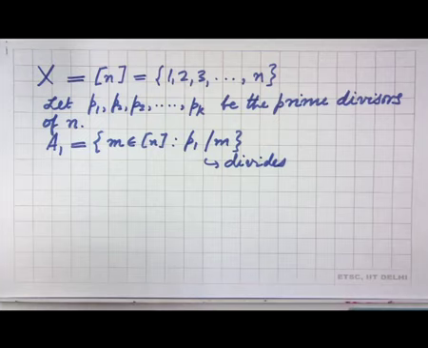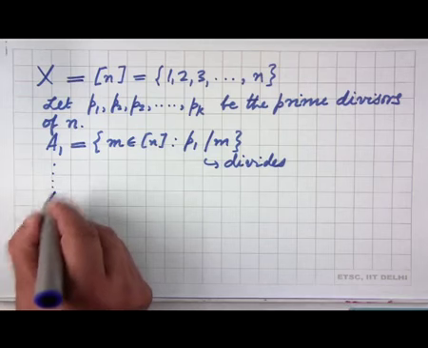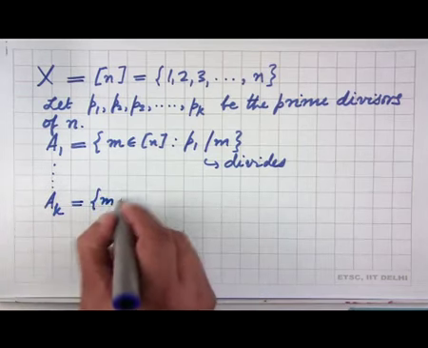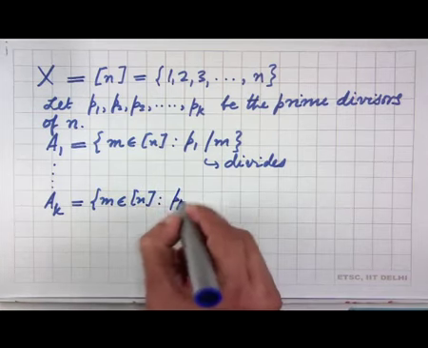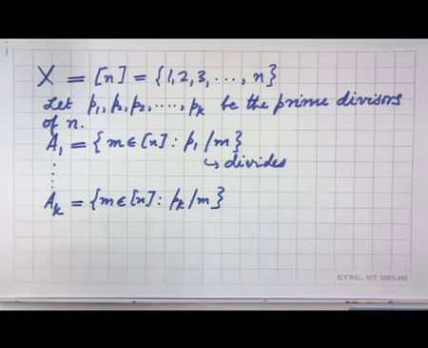That's what A1 is. What is A2? Well, the same thing with P1 replaced by P2. And what is AK? AK are all those numbers so that PK divides m. So now I have a situation where all the sets are defined, A1 to AK.